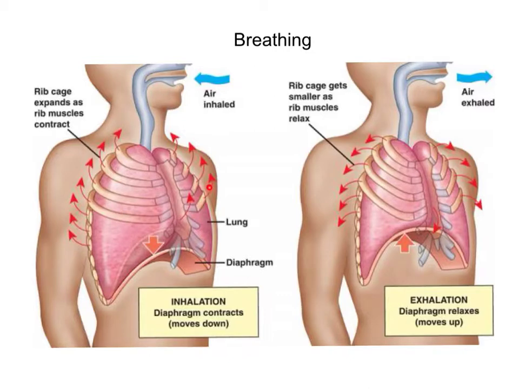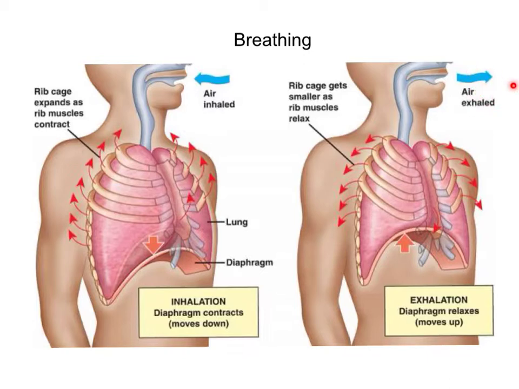And then when we breathe out, so let's have a look at exhalation, it's the opposite way around. The ribs are moving downwards, they're moving inwards, the diaphragm is relaxing and moving up, and that causes the space inside the chest there to get smaller, which forces the air, there's then a higher pressure inside than outside, and forces the air out. I used the word pressure there.